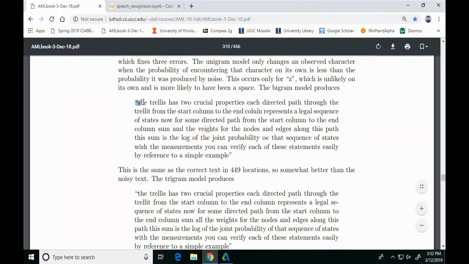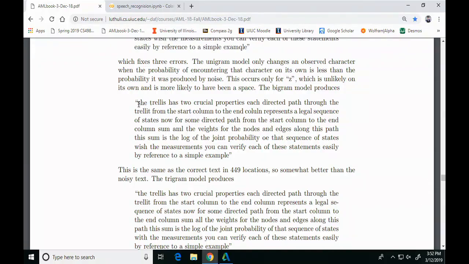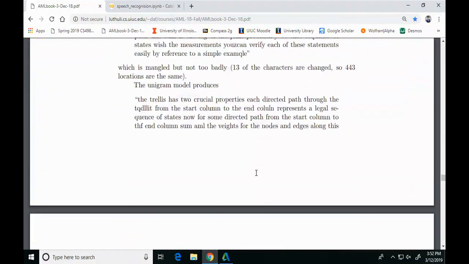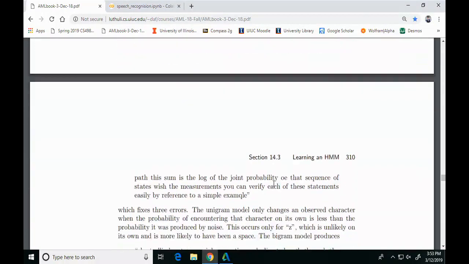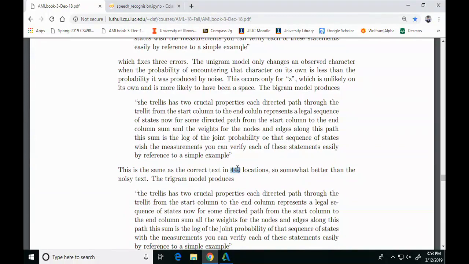Here's a bigram model. For some reason, the became she. David actually thought that was probably an error in his calculations. That's a fairly unlikely thing. But what happened here is we did recover. Same text in, how many was wrong here? So there's 13 that were wrong, so plus 443 that were right. So now we're up to 449.